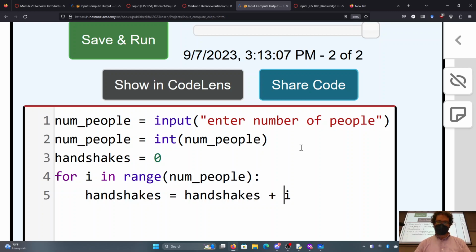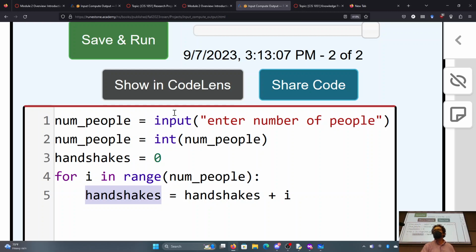plus i. Okay, what's going on with this statement? First off, handshakes plus i, ignore what i is for now, just know that it's going to be some number. I'll discuss what it is in just a second. What we're doing is we're saying take the current value of handshakes, add i to it, and replace and update handshakes. This is called the accumulator pattern, where we start at 0 and we keep adding a number to that pile. Like if I were to go across and ask everybody for a number and add them together, that would accumulate.